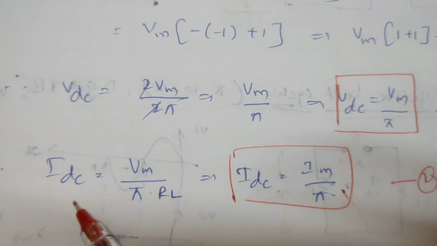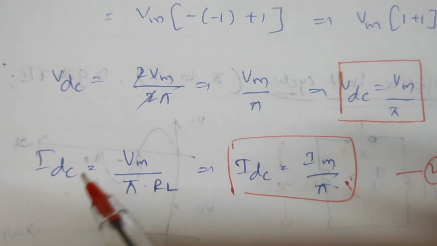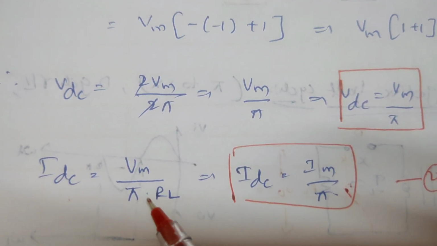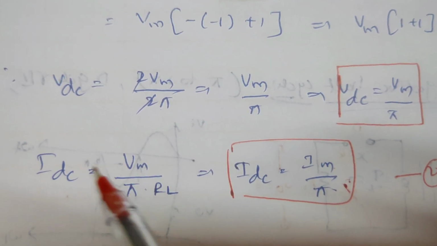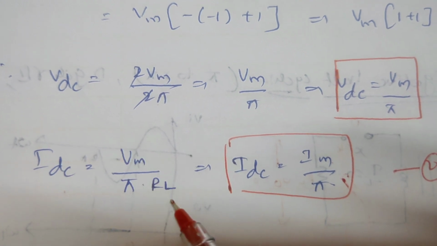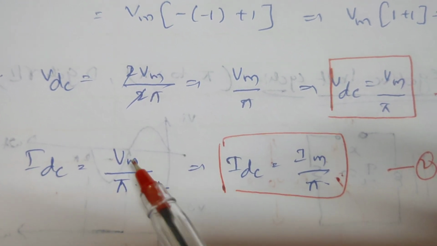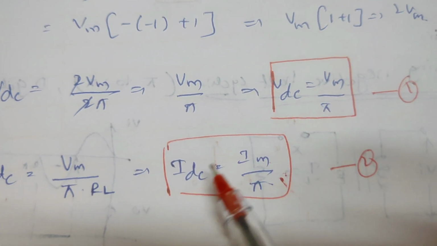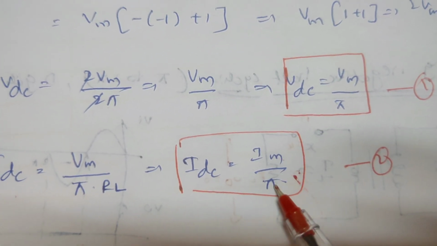Similarly, the average current or DC current is equal to Vm by pi RL. That is, IDC is equal to VDC by RL. Here VDC is Vm by pi, therefore IDC is equal to Im by pi.